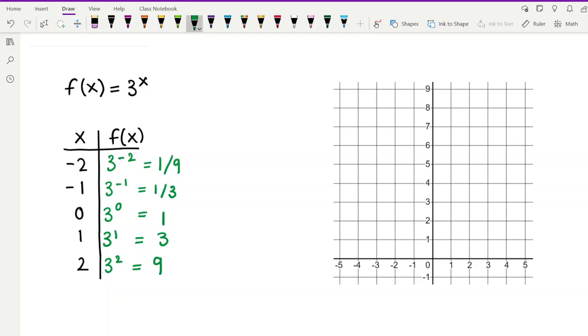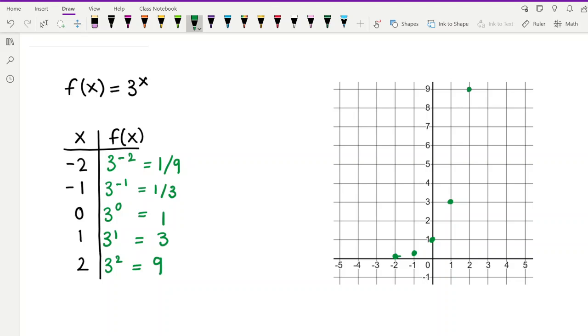Okay, so let's start by plotting these points. So we have -2, 1/9. That's going to be really hard to draw. I'll just draw it very close to 0 because it's a very tiny fraction. At -1, we have 1/3, so that's something like this. At 0, we have 1. At 1, we have 3. And at 2, we have 9.